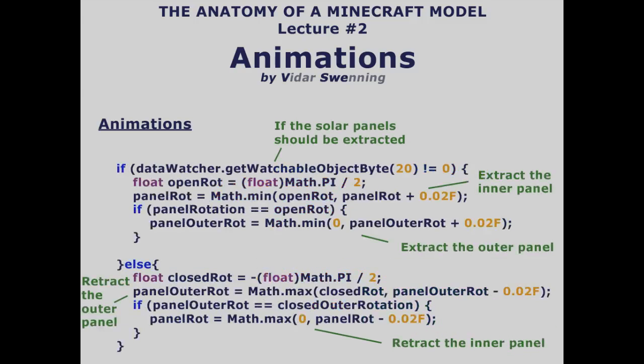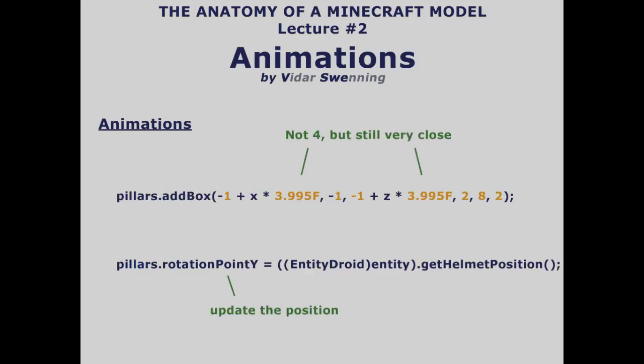And this is exactly what I just talked about. So if the solar panels should extract, we use the server and synchronize that data to the client. Then we first extract the inner panel, and if that has reached the outer point, then we extract the outer panel. And when we retract it, we first retract the outer panel, and when that has reached its very close location, then we rotate the inner one as well, to retract that. So as you can see, we might need quite a lot of code to update the rotations and so on, but that's all about how we want to calculate these rotations, where they should be, and how we should render them, and then we just use these angles and apply them to the model renderers like we saw before.